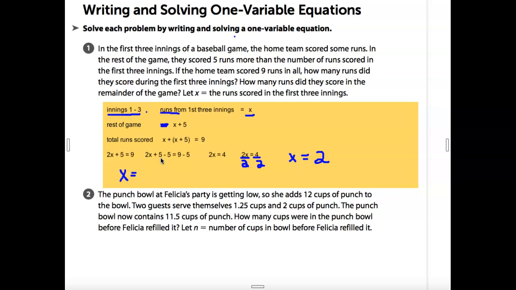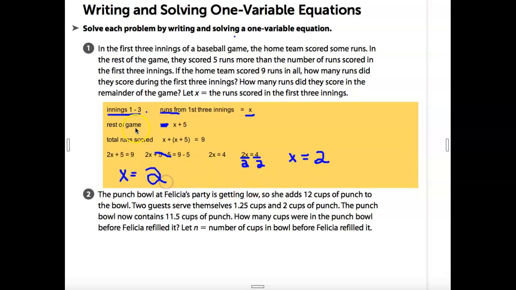First, we have to get rid of the 5. This is plus 5, so we subtract 5 from both sides. If we subtract 5 from this side, it goes away, it's 0. So now we've got 2x equals 4, since 9 minus 5 is 4. We still don't have x by itself. 2x equals 4 is multiplication, and the opposite of that is division. So we divide both sides by 2, and we're left with x equals 2.